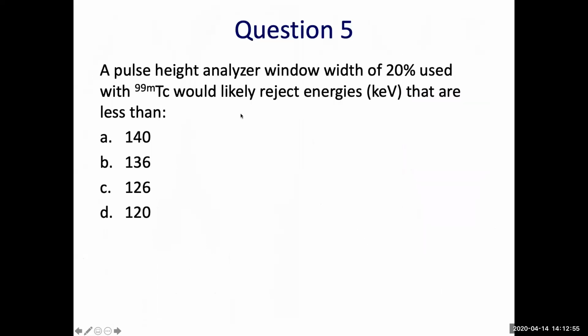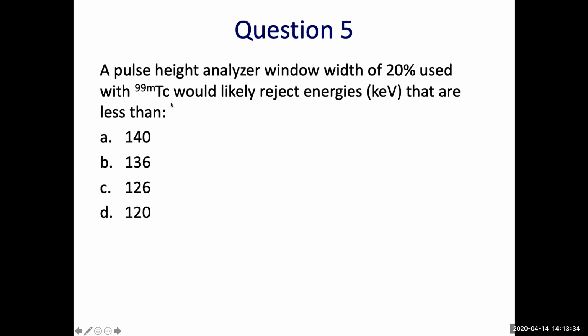So let's go to the question quickly here. A pulse height analyzer window of 20% used with technetium-99m would reject energies that are less than what? Please answer here.